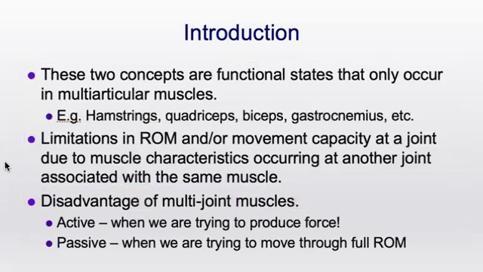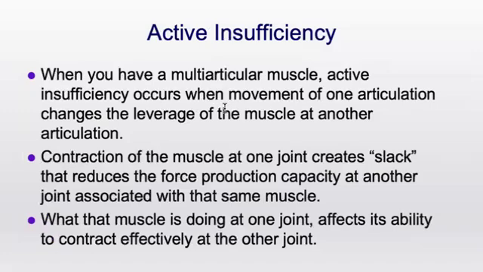Here's a little trick to remember the difference between these. Active insufficiency happens when you're trying to actively produce force, so when you're trying to contract a muscle and generate force. A passive insufficiency occurs when you are trying to just pass through a range of motion, and your range of motion is limited due to passive tension built up in that muscle. So let's break these two down and discuss them separately.